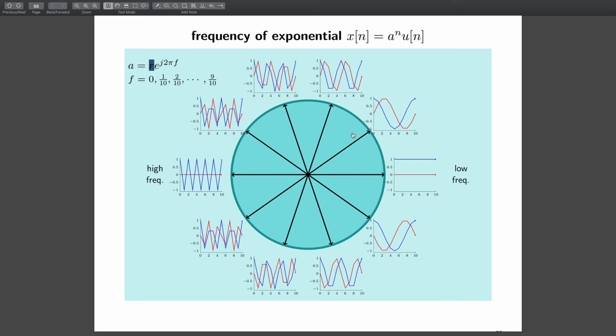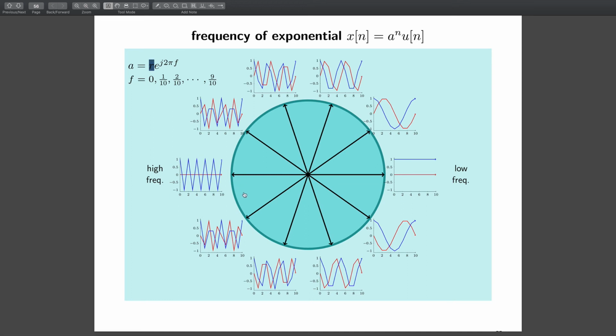Here's a frequency of 1/10, 2/10, 3/10, 4/10, 5/10. That's 1/2. And notice that the real part of the signal is toggling between +1 and -1, +1 and -1. And the imaginary part, which is the sine component, is just taking on the value of all zeros. That's the highest frequency signal that you can have in discrete time. There is no higher frequency signal than that.